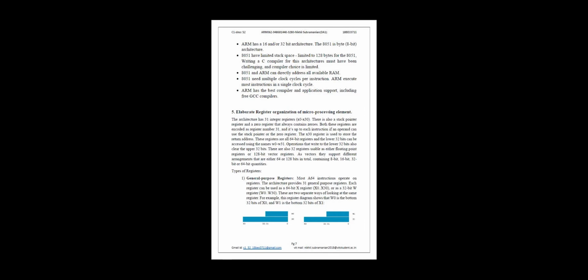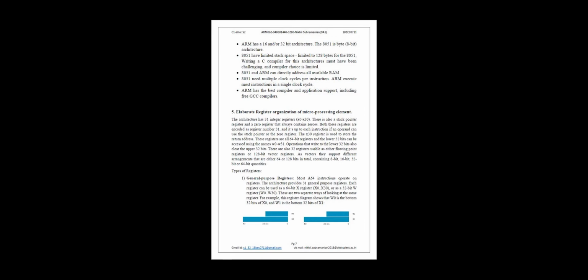Register organization. The AArch64 architecture has 31 integer registers. There is also a stack pointer and a zero register that always contains zeros. There are generally three types of registers. First, the general purpose registers, which most A64 instructions operate on. The architecture provides 31 general purpose registers. Each register can be used as a 64-bit X register, X0 to X30, or as a 32-bit W register, W0 to W30. These are two separate ways of looking at the same register. An example of X and W is given in the diagram below.